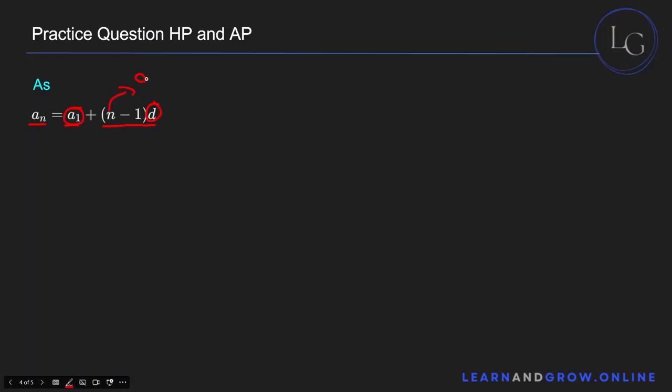Now n is 9 because we need to find the 9th term. So simply a9 is equal to a1 plus 8 into d. a1 was 3 and d was 2. So a9 comes out to be 19.